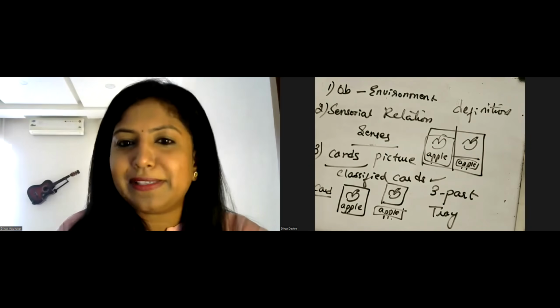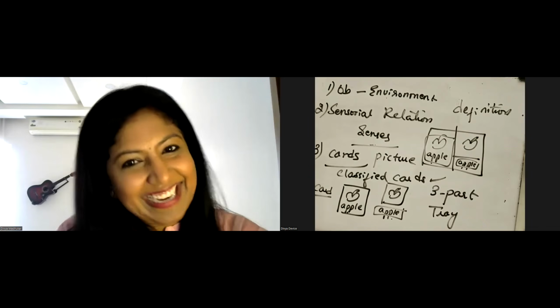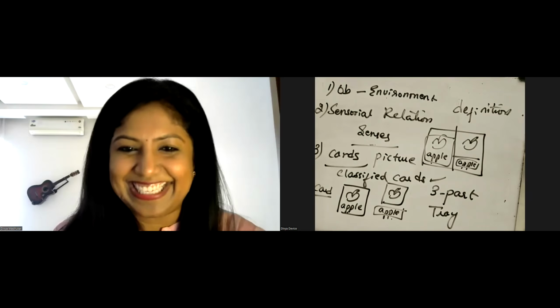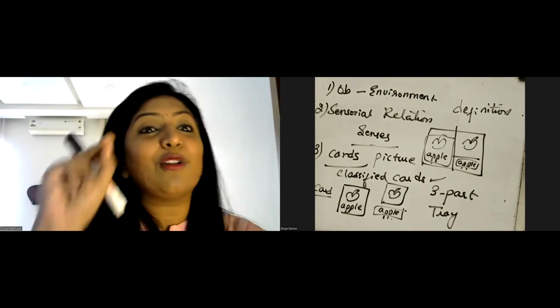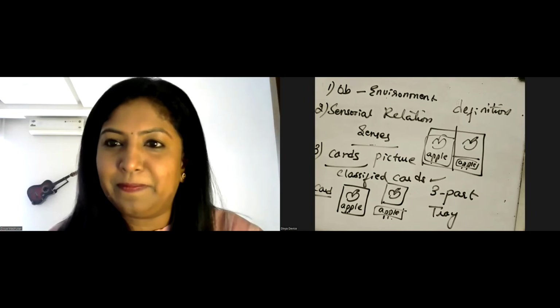What are the varieties of apples? Kashmir apple, Ooty apple, what else? Simla apple. Yes, we can also talk about the varieties of apple.